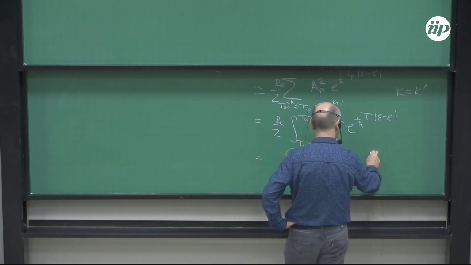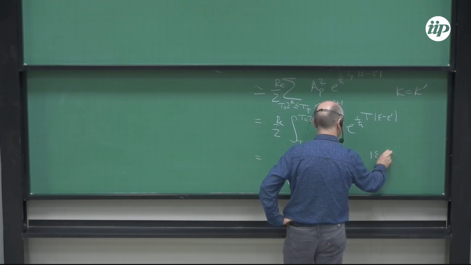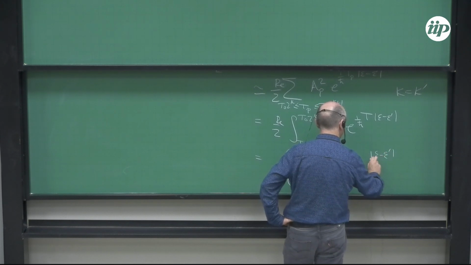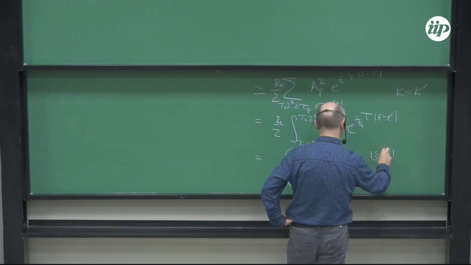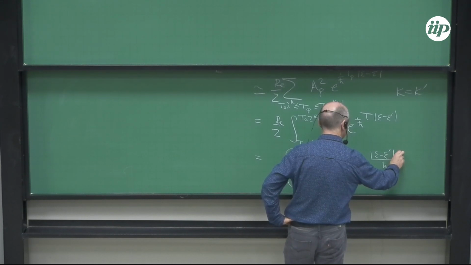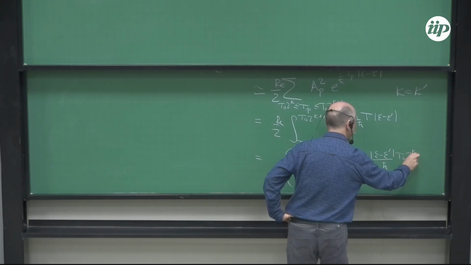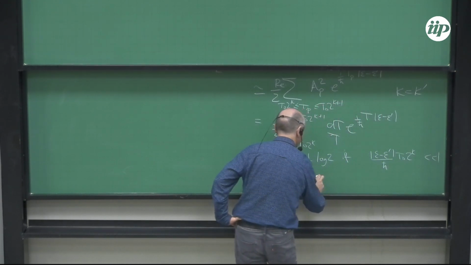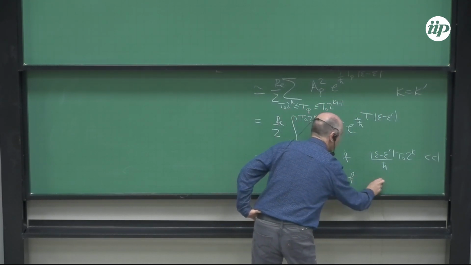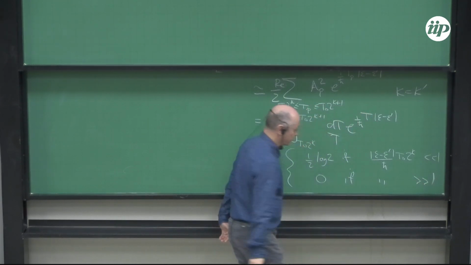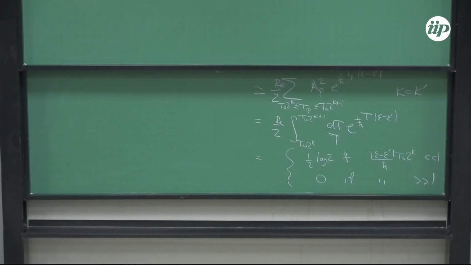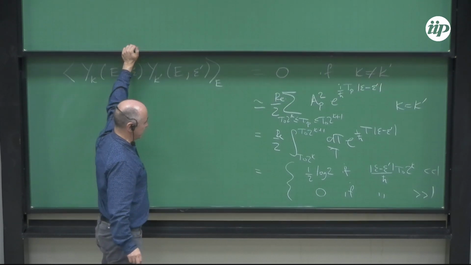So if modulus epsilon minus epsilon prime over h bar times T0 2 to the k is very much less than 1, and it's going to be essentially 0 if this quantity is very much greater than 1. And this is the key point. Now, this is a very trivial calculation, as you're seeing, but the conclusions that follow from this I think are really pretty interesting. So what do we learn?